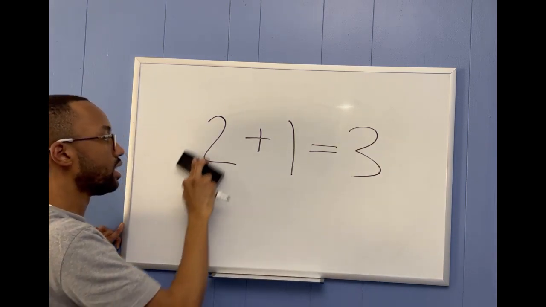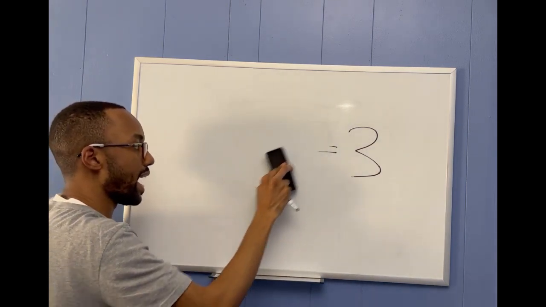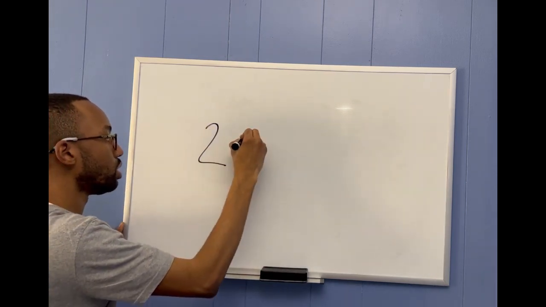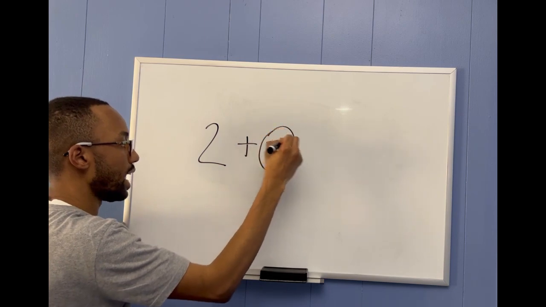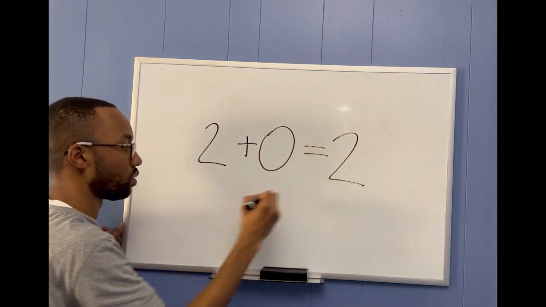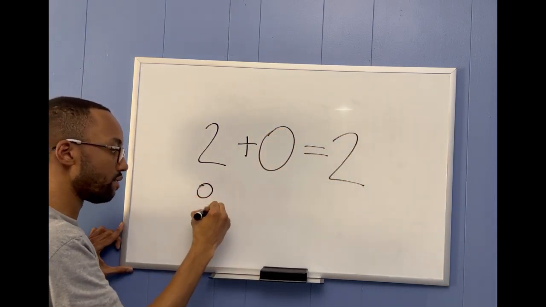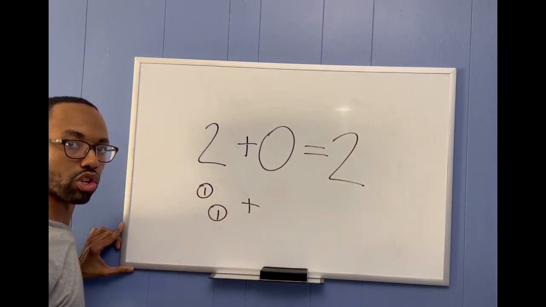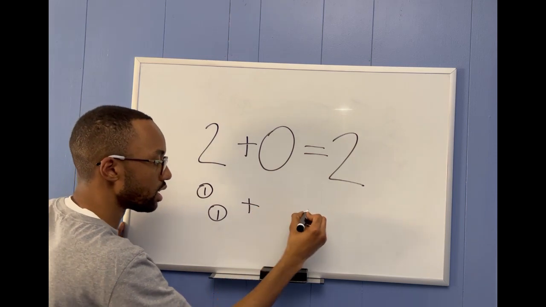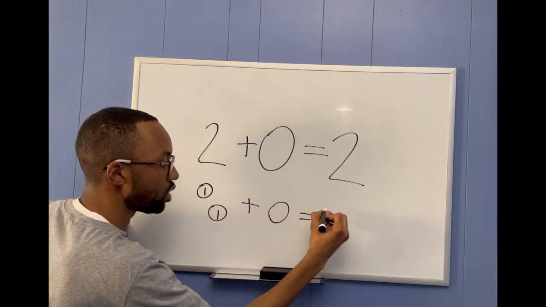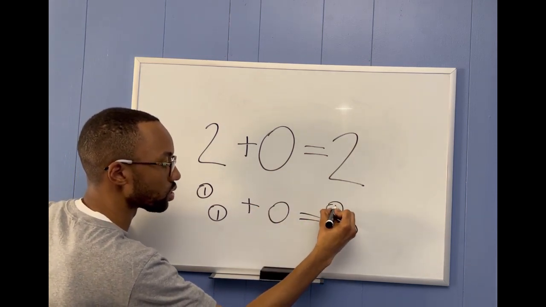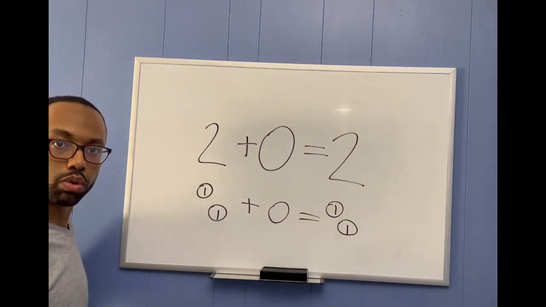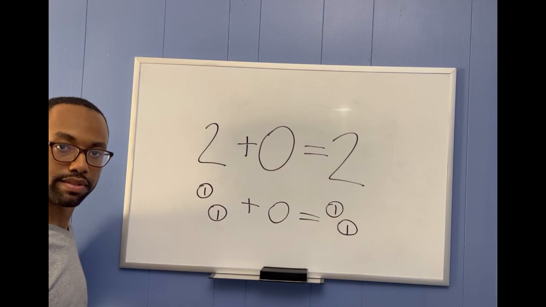All right, let's say you want to add by 0, and you have 2 plus 0, and it equals 2. If you have two marbles, and a friend has no marbles, and that means you still have two marbles. When you add a number by 0, you will get the same amount as what you start with.